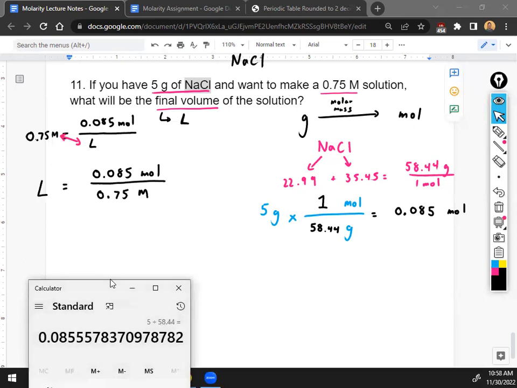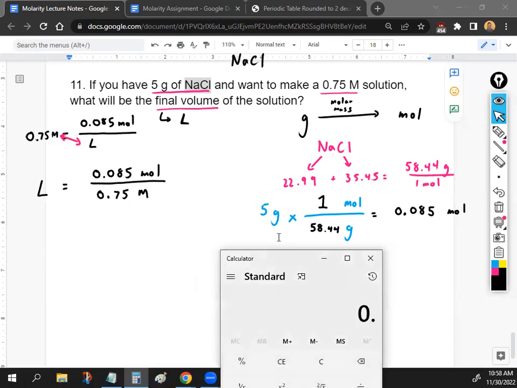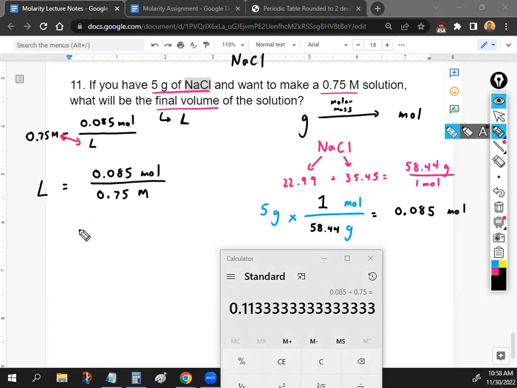And if we do that, it's a very quick and easy solution. All we have to do is 0.085 on the top divided by 0.75 on the bottom, and that will give you your final answer, which is 0.11 liters. That's it.